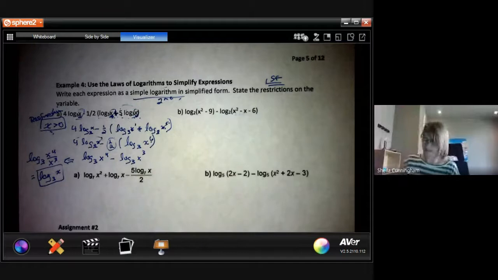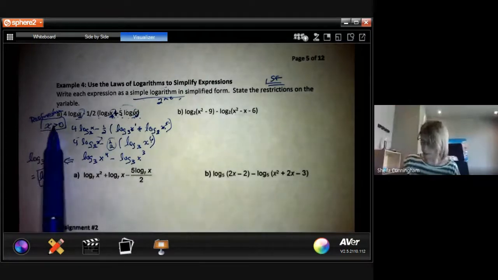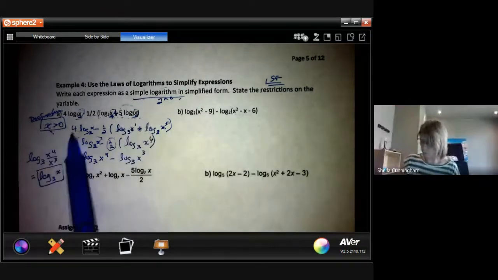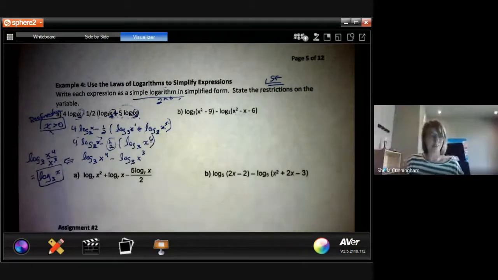So basically with this, we identified what the restrictions were, and then after that we went through and simplified. So the simplifying piece is the piece that you were working on and have been doing, right? So all today is basically adding that restriction piece into this, just to make sure we can make sense of that.